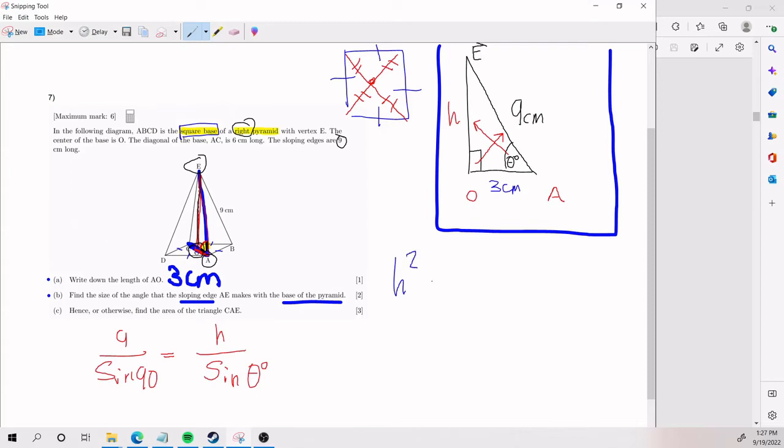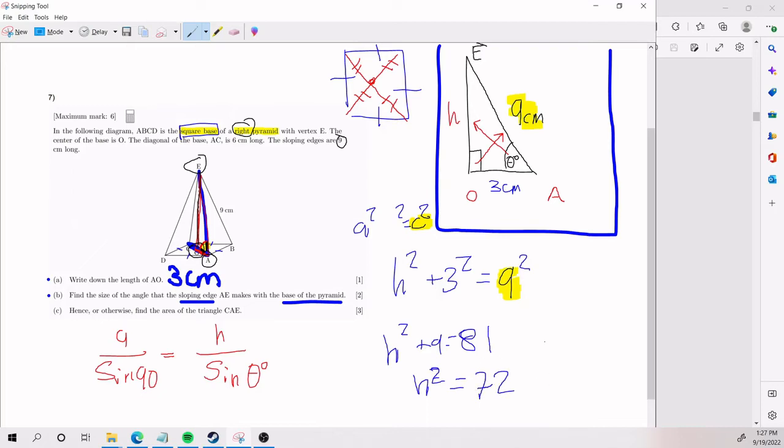So h squared plus 3 squared equals 9 squared, okay? A squared plus b squared equals c squared. That's what I'm using, ¿cierto? The c will always be the long part, the hypotenuse, see? So that is like my compass here, the 9 goes alone, see? All right, h squared plus 9 equals 81. H squared equals 72. H is the square root of 72.